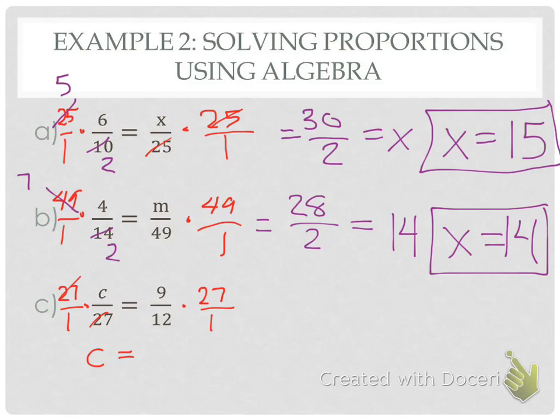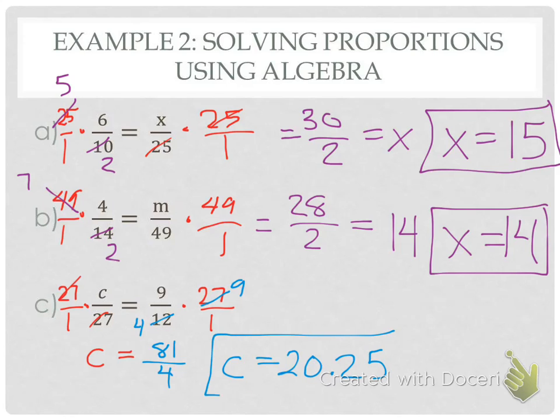Can I cross-reduce? Yes or no? Yes, I can, by 3. 4 and 9, and I end up with C equals, it doesn't work out. C equals 81 over 4. At this point, I would want to change it to a decimal. So somebody put this in your calculator and tell me what you get. All right, and as a decimal, it's going to be C equals 20.25. Okay, but on your quiz and your test, they'll work out a lot nicer than that.